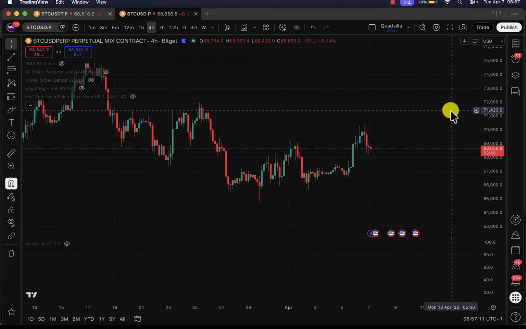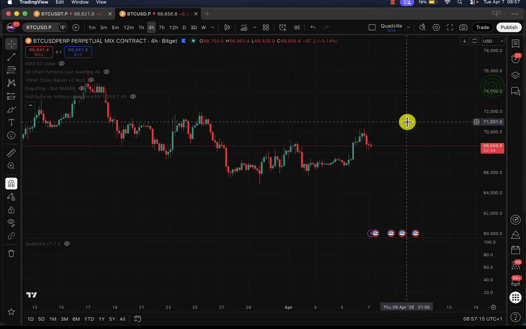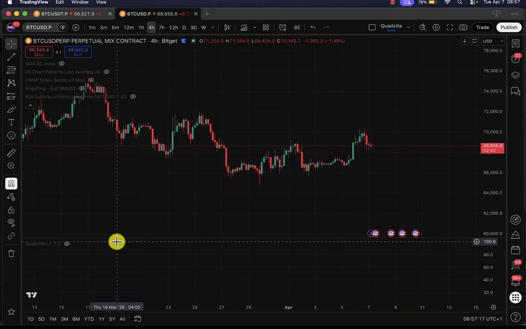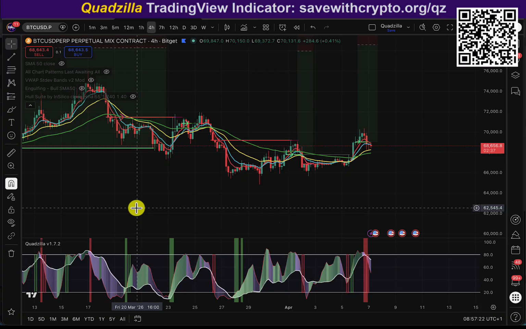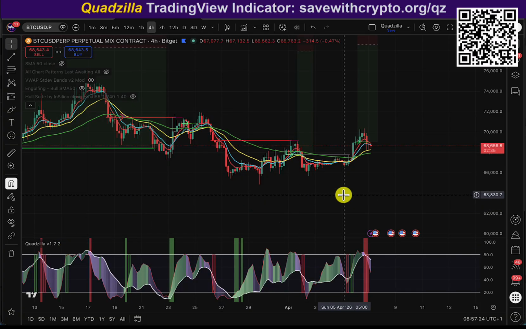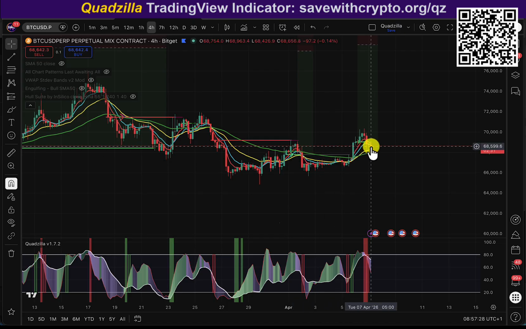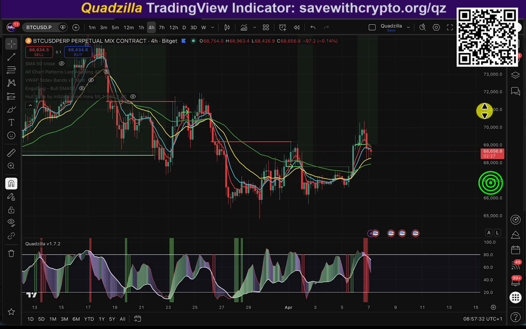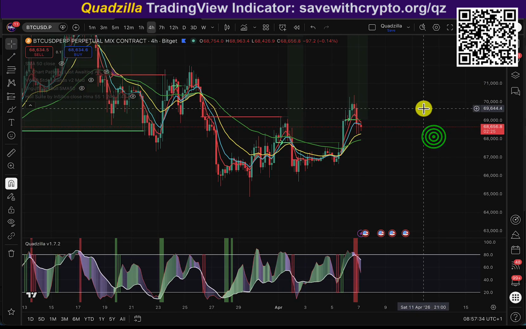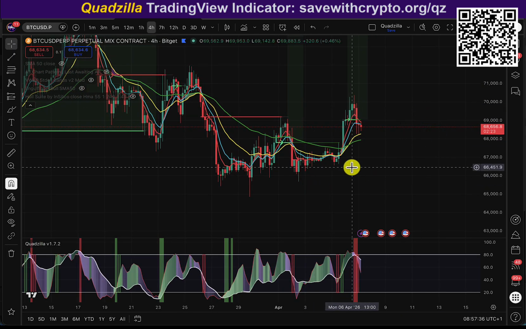My name is Save with Crypto, and I'm just looking here at the price of Bitcoin on the 4-hour time frame. I'm just going to pop on our indicator, which is called Quadzilla, mainly because I just want to see at the moment just these crosses of the yellow 21 EMA and the green 55 EMA. These are part of Quadzilla and part of how it works, but I suppose you could just use any sort of EMA indicator to recreate these if you want.